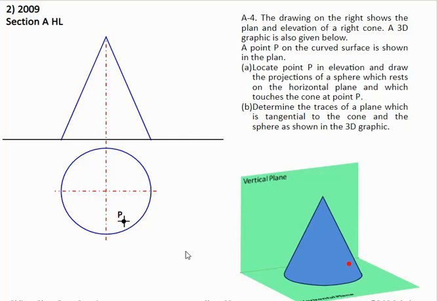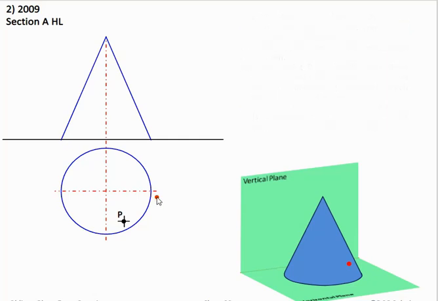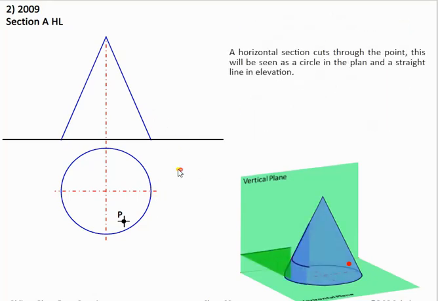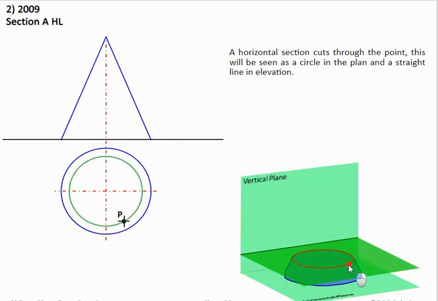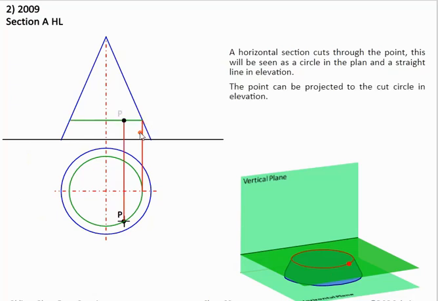If we have a look at this first, we're going to bring point P up to elevation first of all. What we'll notice in the 3D graphic here is that we slice across the cone. This gives us our circle here. So we take this slice across here, bring up point P up to here, bring it across, and then bring P up. This explains why we rotate point P in plan.